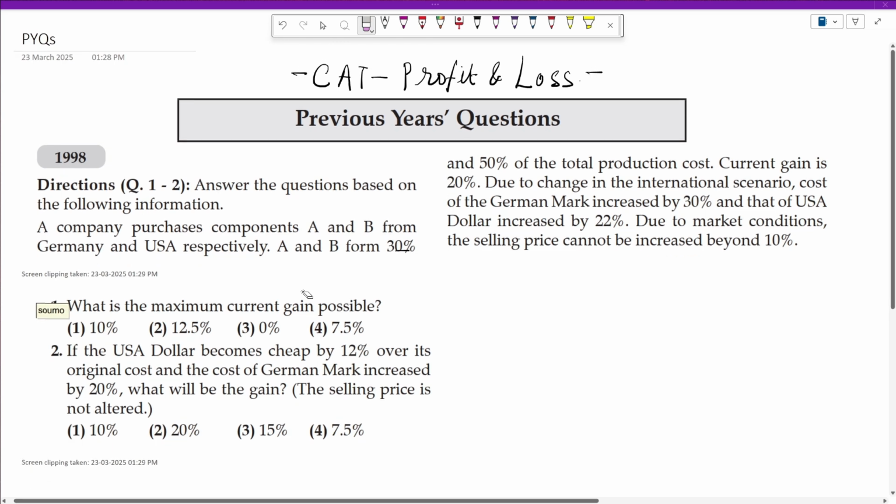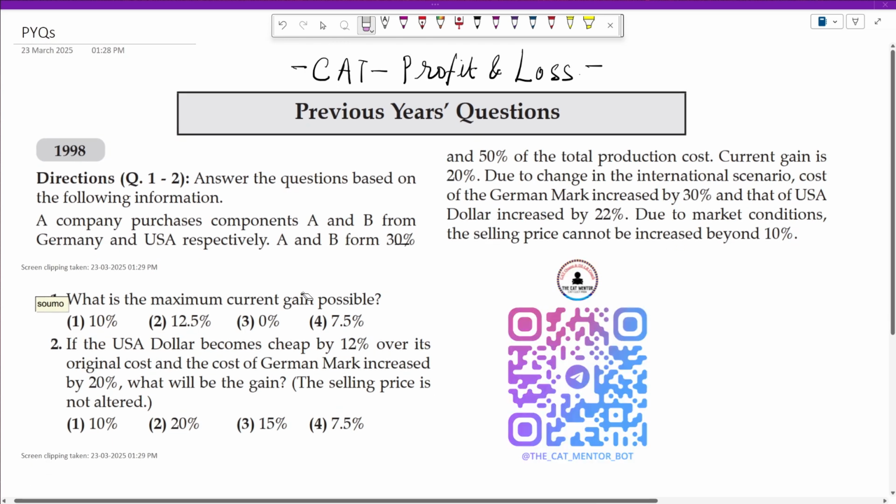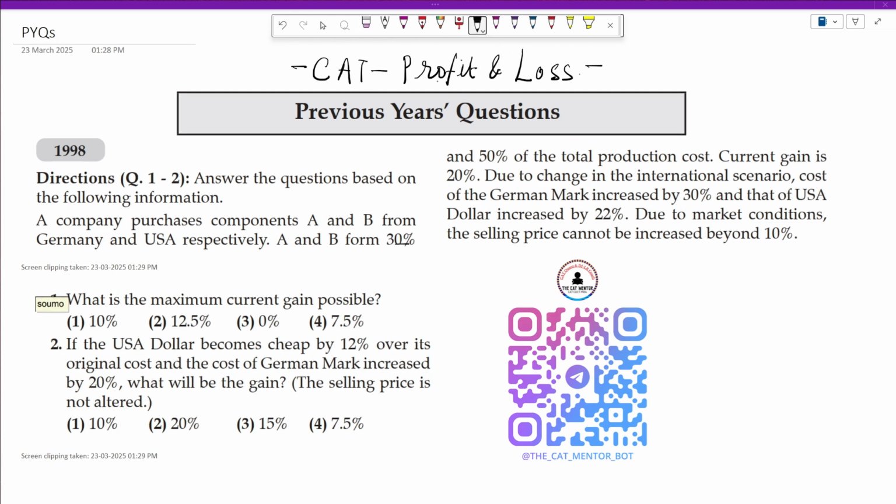Again, a general thing that I would want to share with you guys is that please do not read the questions hastily. Read them at your own speed and try to comprehend whatever is given. A company purchases component A and B from Germany and USA respectively. A and B form 30 and 50% of the total production cost.